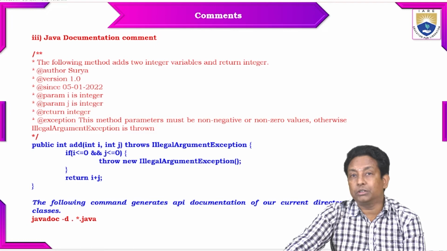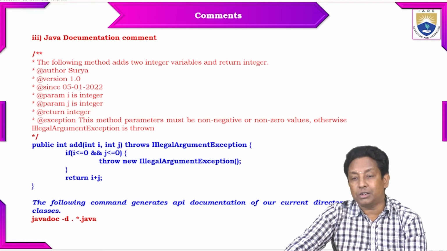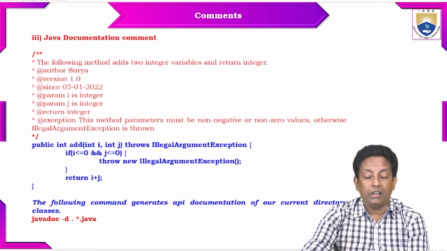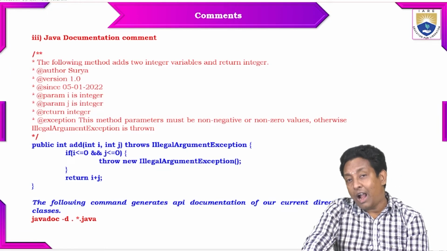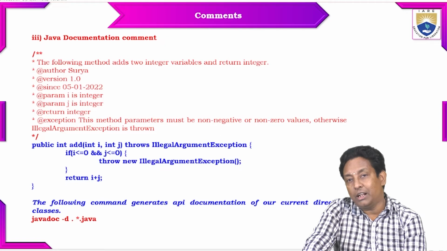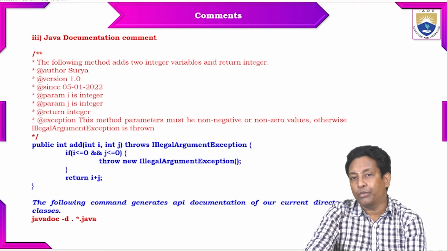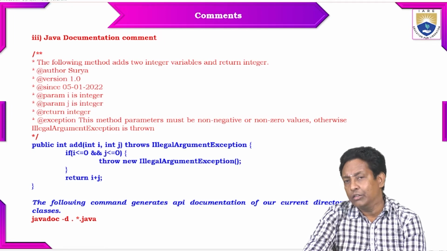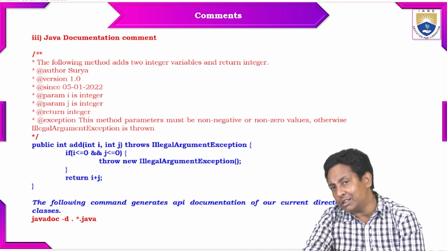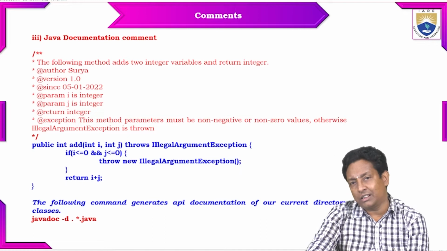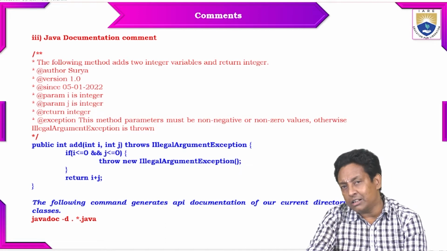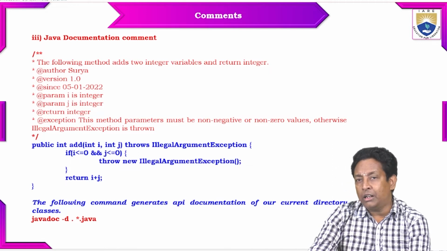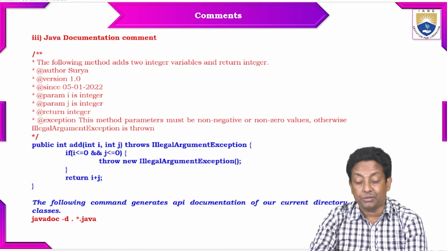This is the Java documentation comment. Coming to the Java documentation comment, suppose I am implementing one small method called public int add. The add method takes two parameters, int i, comma, int j, two integer variables. It sums i and j and returns an integer value. So, public int add int i, comma, int j, throws IllegalArgumentException.